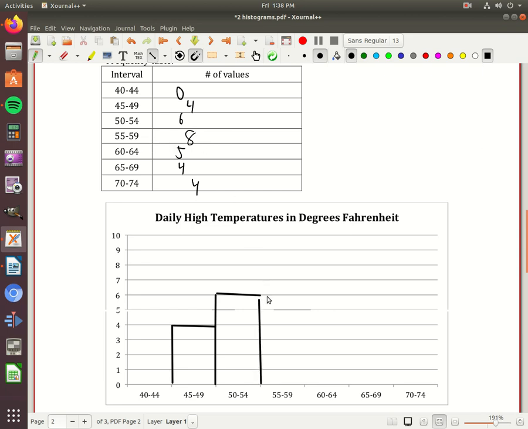From 55 to 59, I have 8. Uh, 60 to 64, I have 5. And then I have 4 for 65 to 69, and from 70 to 74. So my histogram is going to look something like this.